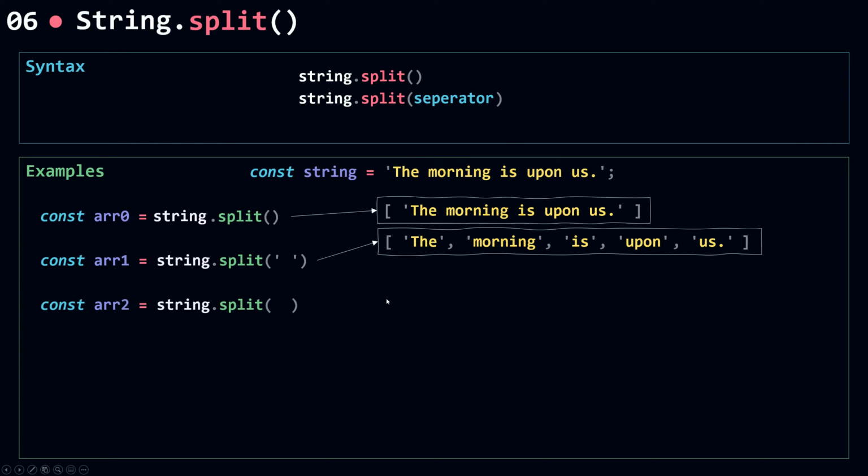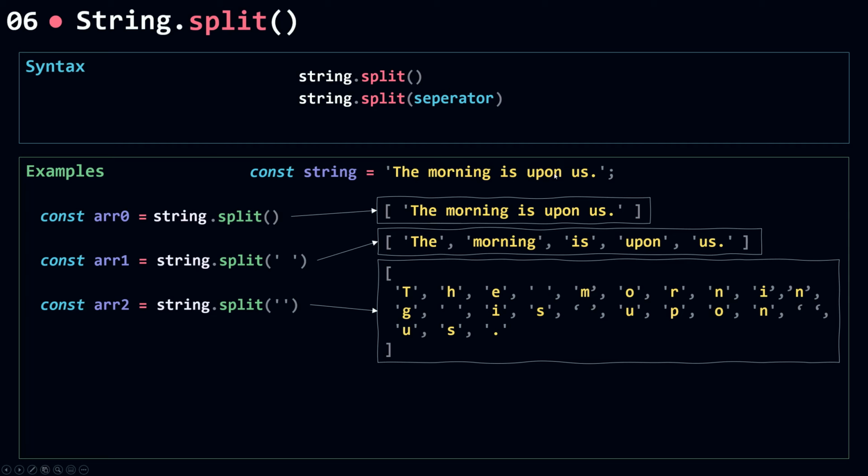Now I'm going to use an empty string. When you use an empty string, empty strings are everywhere, so you're just going to get all the characters separated inside an array.